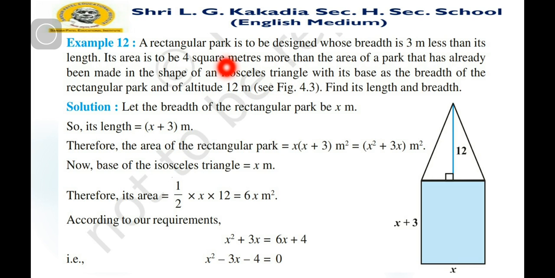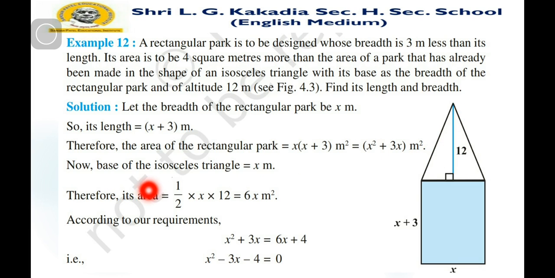Now the next line: its area is to be 4 square meters more than the area of the park that has already been made in the shape of an isosceles triangle. So we have to find the area of the isosceles triangle. For that we know the formula: the area of any triangle is half of the altitude multiplied by its base, and its base is the breadth of the rectangle. So we have to find the area of this isosceles triangle.